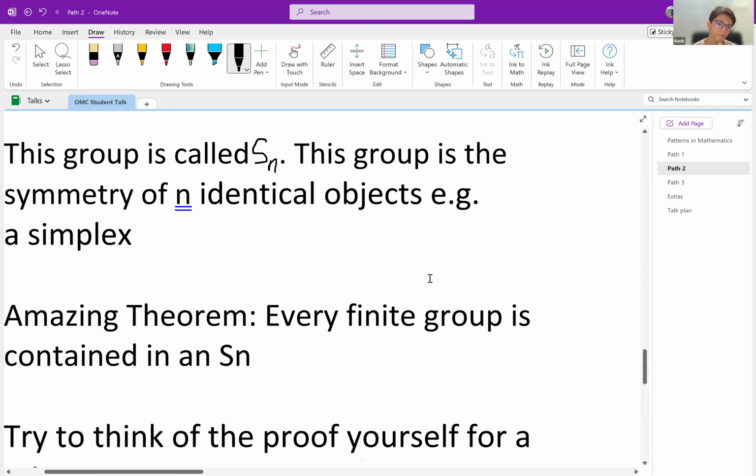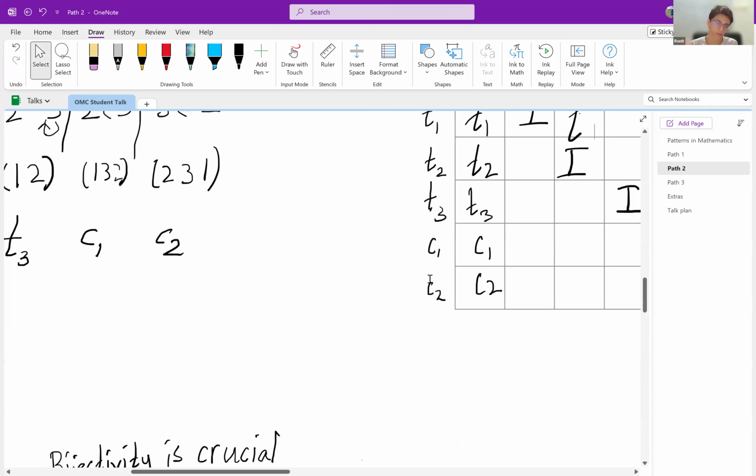What is an Sn again? Like, every finite group is in an Sn, you wrote. So what's Sn?